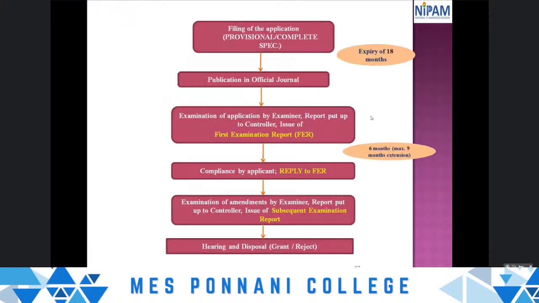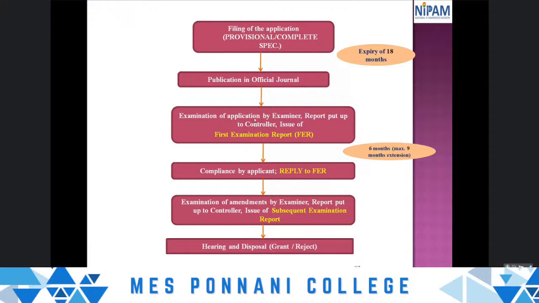So now we'll quickly go through the steps that are involved in the processing of a patent application in India. The main thing is that once an application is filed, it is published in the official patent journal at the end of 18 months. This official patent journal is available on our website, IP India. It is an online journal.